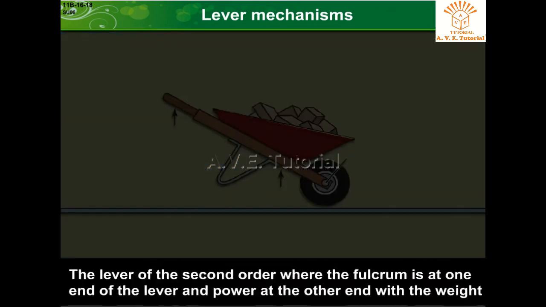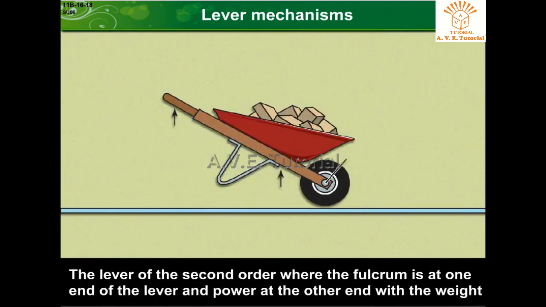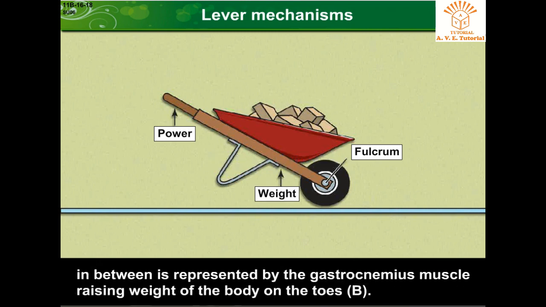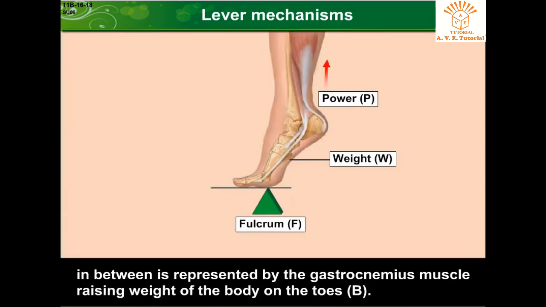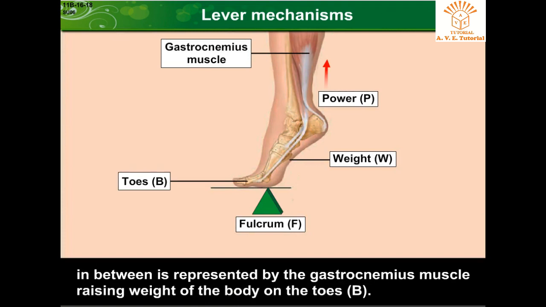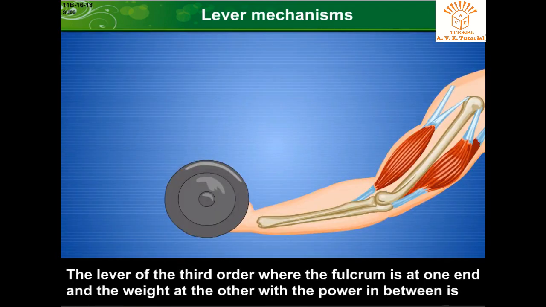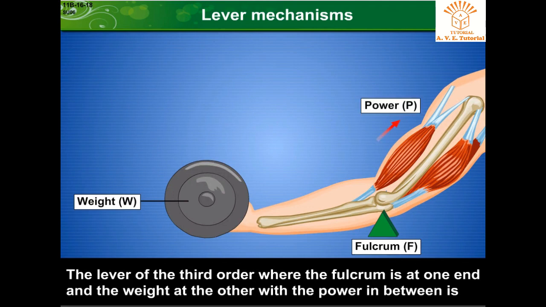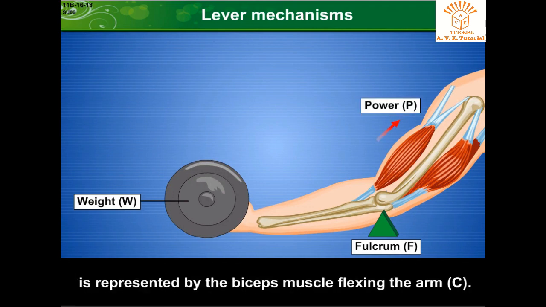The lever of the second order, where the fulcrum is at one end of the lever and power at the other end with the weight in between, is represented by the gastrocnemius muscle raising the weight of the body on the toes, B. The lever of the third order, where the fulcrum is at one end and the weight at the other with the power in between, is represented by the biceps muscle flexing the arm, C.